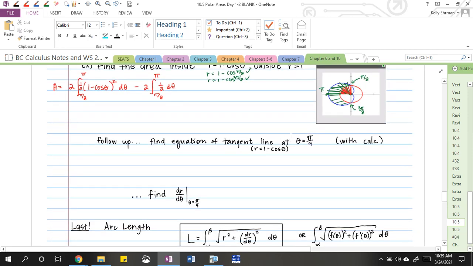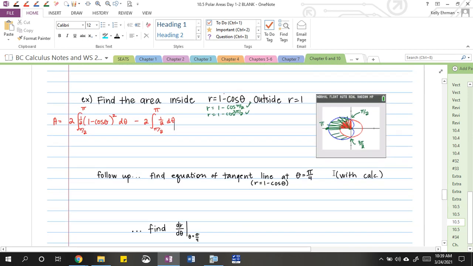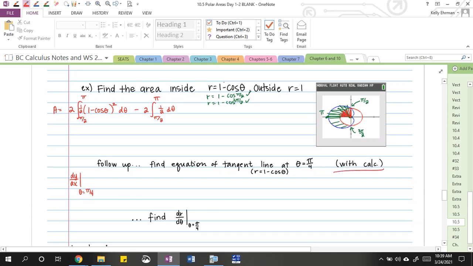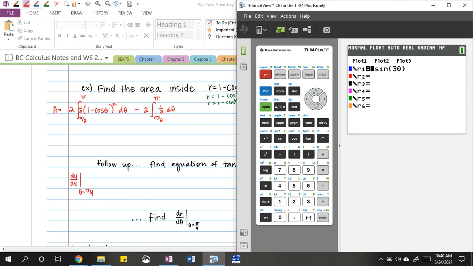Follow up, find the equation of the tangent line at theta equals pi over 4. So, all right, what is this asking? We're trying to find dy dx at theta equals pi over 4. And remember, r is 1 minus cosine of theta. If I'm allowed to use a calculator, I don't have to use that big formula that's like r prime times sine plus r times cosine. I can just put r into the calculator.